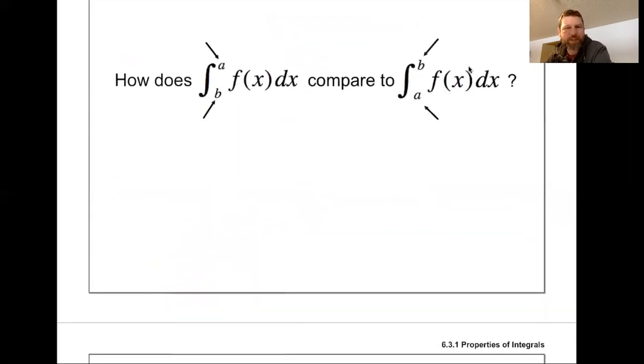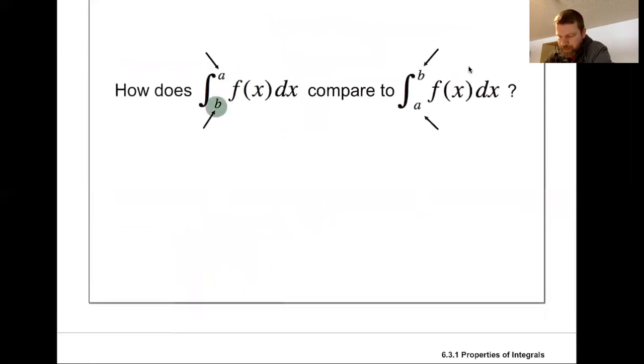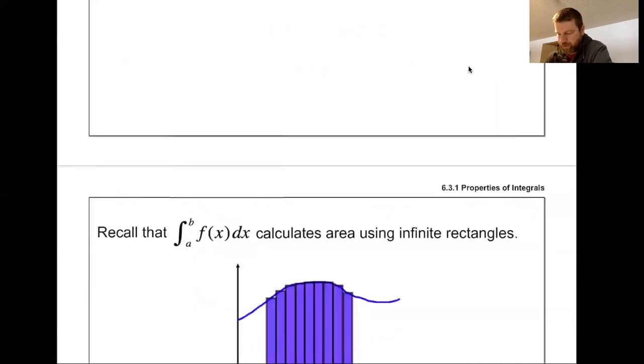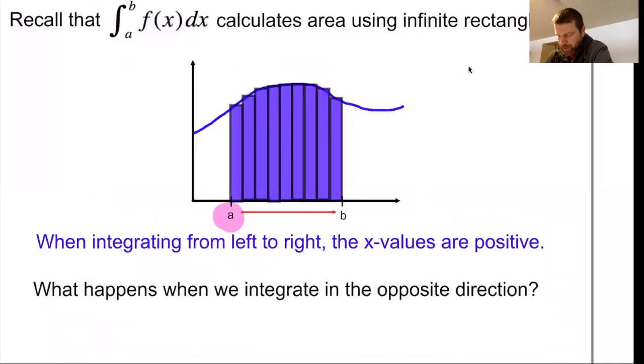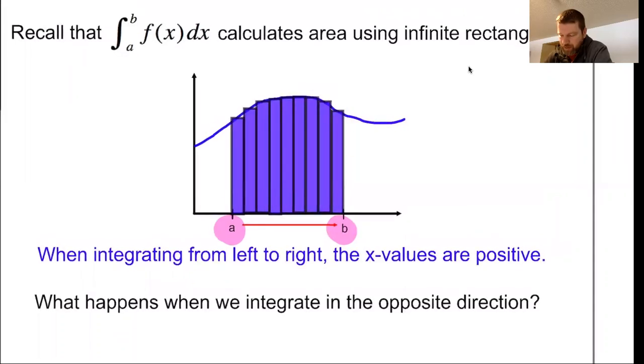One or two more properties. This one gets people a little bit. It's asking, how does the integral from b to a of f of x dx compare to the integral from a to b of f of x dx? In other words, they're flip-flopping those limits, the upper and lower limits. All right, well, let's look at this. If we assume a is smaller than b, when I integrate from left to right, those x values are positive. So when I do that integration, I'm going to get a positive value for this area under here.